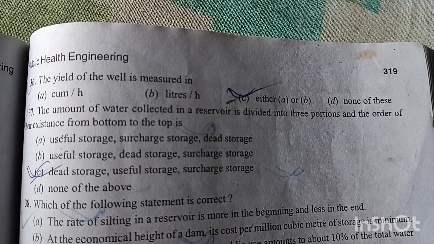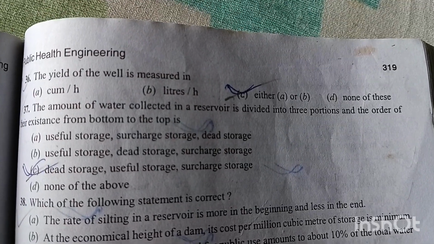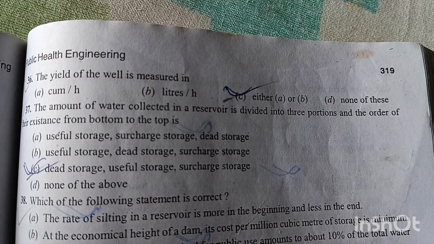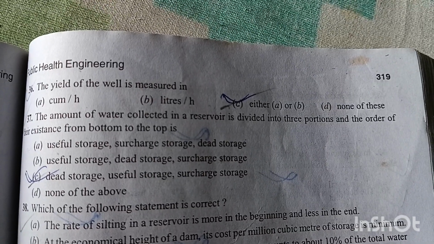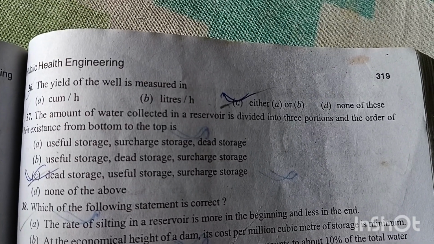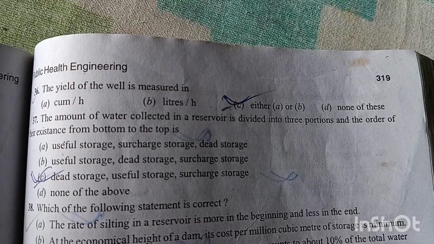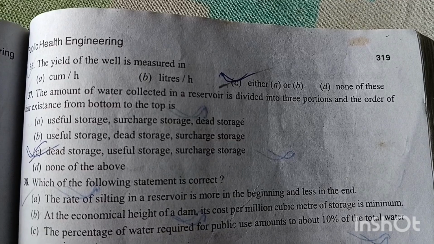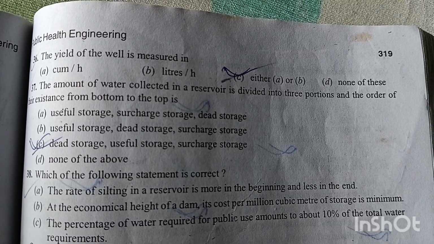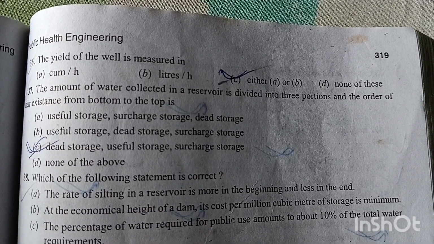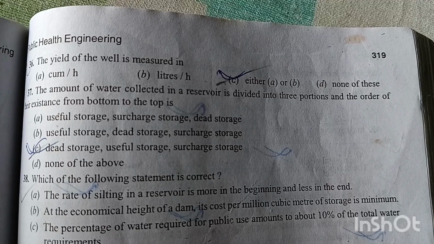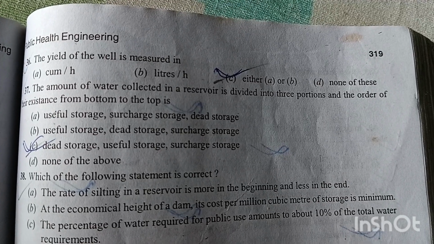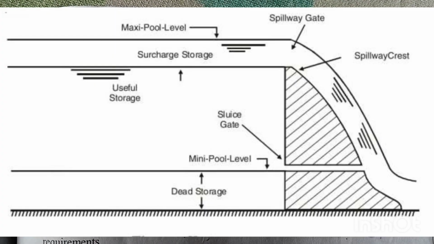Question number 36. The yield of the well is measured in option A cubic meter per hour, right. Option B liter per hour, right. So option number C is the right answer, either A or B. Question number 37. The amount of water collected in a reservoir is divided into three portions and the order of their existence from the bottom to top is dead storage, useful storage and surcharge storage. Option number C is the right answer.